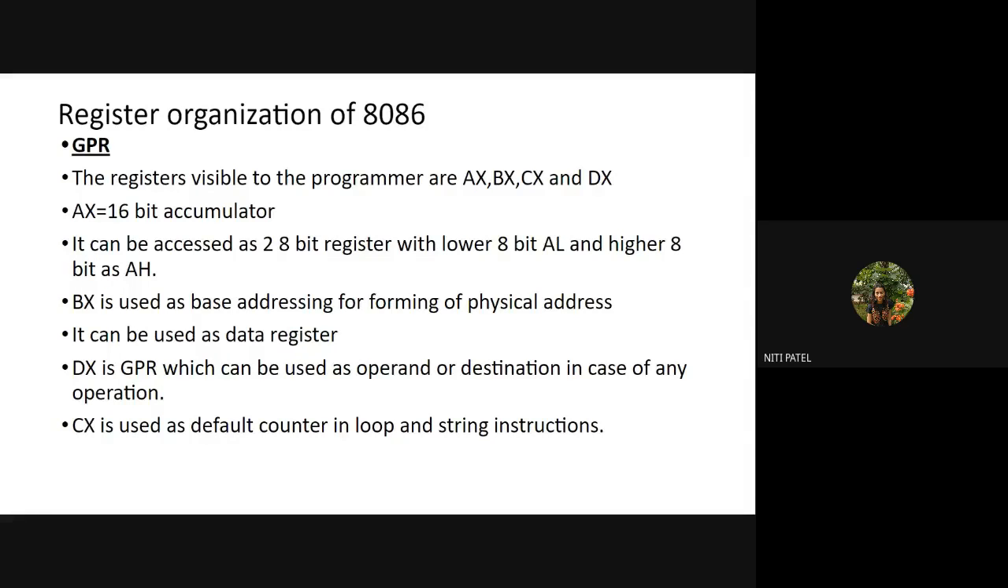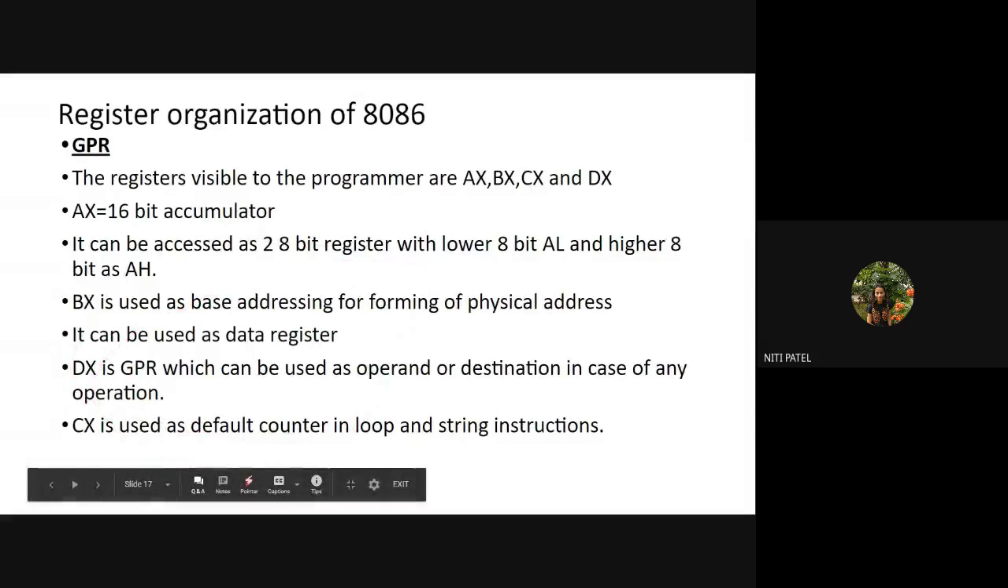But do we know the size of the registers? No. So the size of each and every register and how they are going to operate, that we will be studying in the register organization of 8086. Why 8086? Because the organization of 8086 and the organization of 80386 is the same. So even if it is asked in the exam to write the register organization of 80386, it will be the same. If it is asked for the register organization of 8086, it will be the same. Is this clear to you?